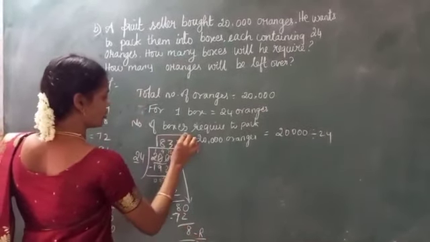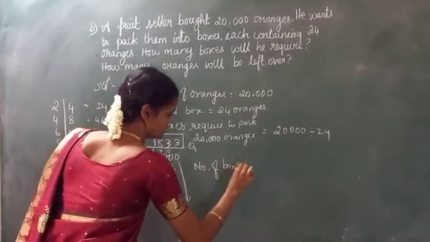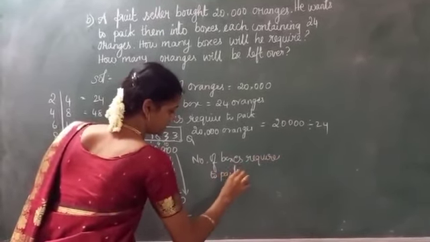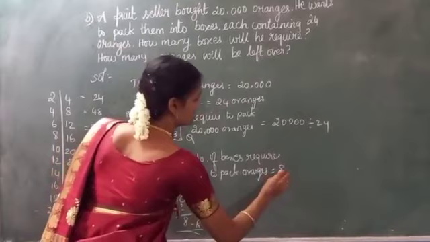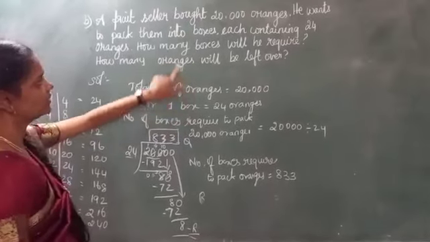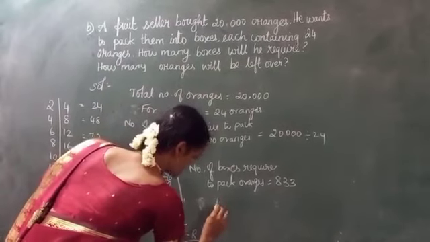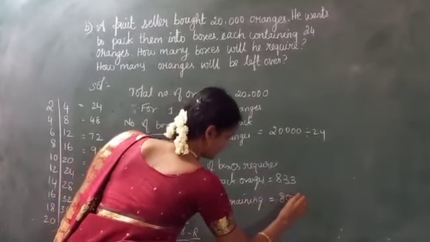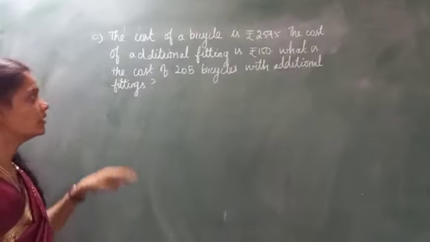So how many boxes are needed? To pack 20,000 oranges, the number of boxes required is equal to 833. The question also asked how many oranges will be left over. That is, the remaining is equal to 8 oranges. Is that clear, children?